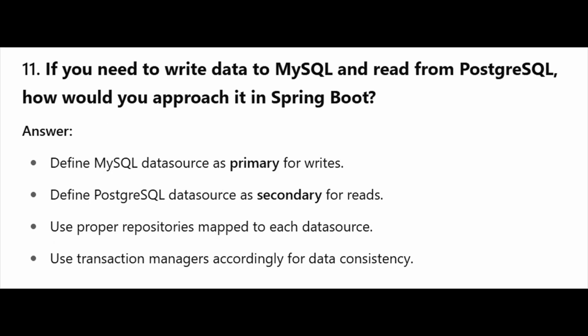11. If you need to write data to MySQL and read from PostgreSQL, how would you approach it in Spring Boot? Answer. Define MySQL data source as primary for writes. Define PostgreSQL data source as secondary for reads. Use proper repositories mapped to each data source. Use transaction managers accordingly for data consistency.